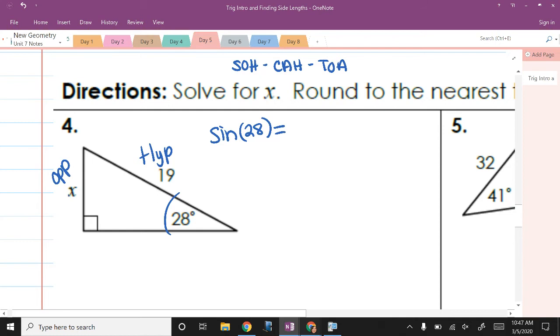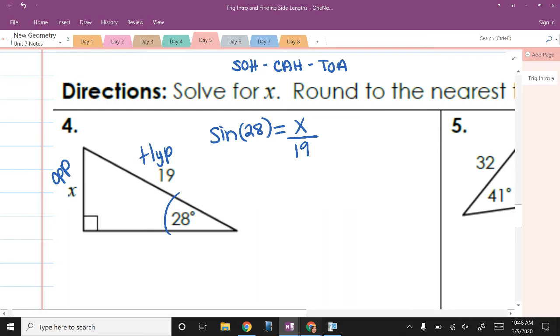opposite over hypotenuse. Now, what side is opposite from the 28 degree angle? X over which side is the hypotenuse? 19. That's how you set up the problem. Sine of your degree equals opposite over hypotenuse. All right, y'all, this is an equation. It's got a variable in it, doesn't it? Sine 28 degrees is just a number. All right, it's a ratio.